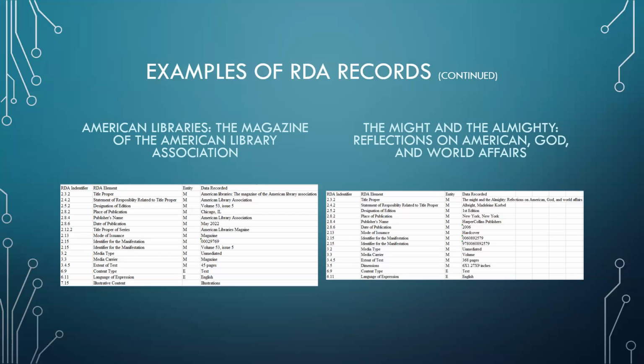The next we have is a book. It's The Might and the Almighty, Reflections on America, God, and World Affairs. It's by Madeleine Albright. It's a first edition. It's a hardcover book. I've listed both the Library of Congress number and the ISBN number as identifiers for the manifestation, as well as its dimensions and page count.